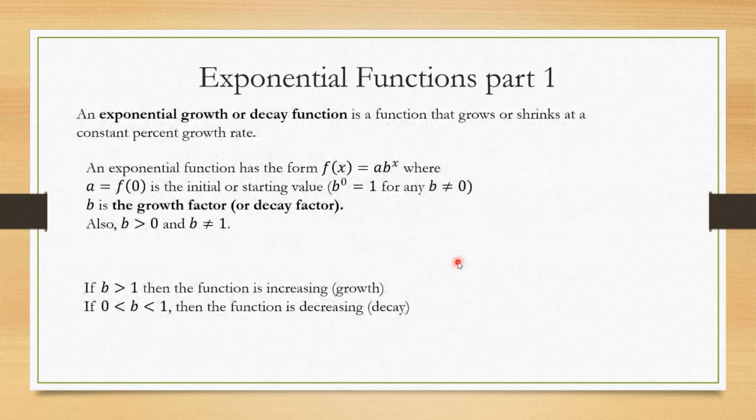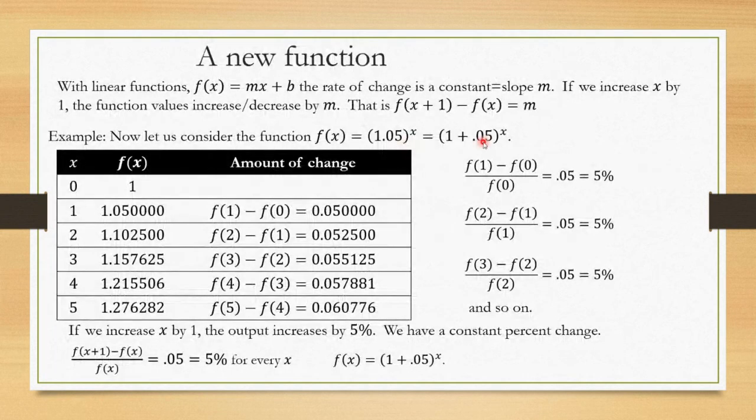So going back to this example, r was 0.05. This would have been our r. So the function values here are growing. So this function is an exponential function. The percent growth rate would be r as a decimal, and r in this case is 0.05.